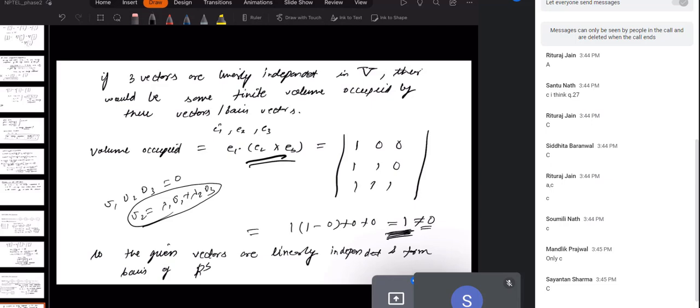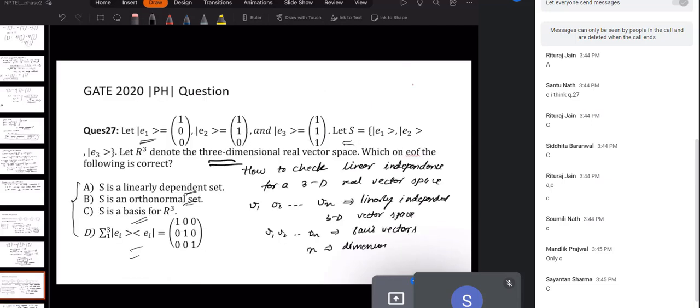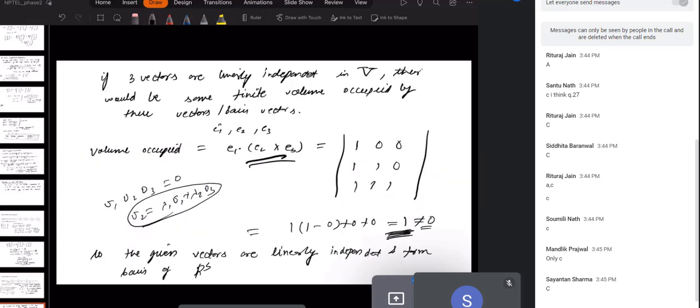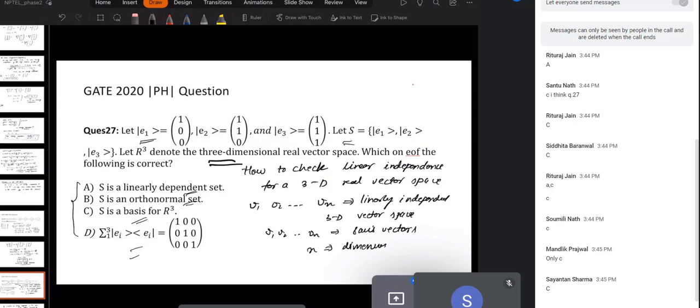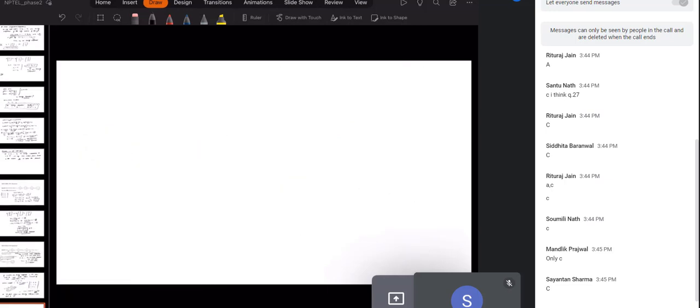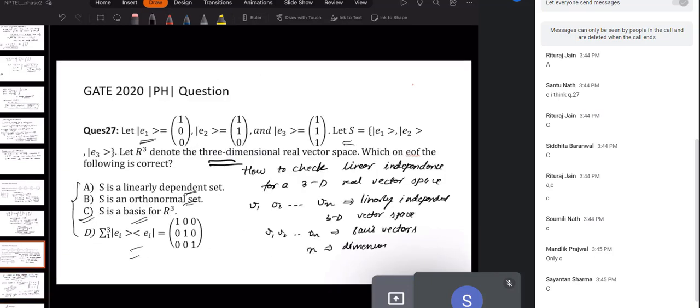Okay, so option C is right. Suppose they have given the question asking which one of the following is correct; then you can just take option C. But if it was a multiple select question, then you also have to check each and every option. So you can also check option D. Option D is the summation i equal to 1 to 3 of E_i E_i transpose. So it's nothing but bra-ket notation. This ket notation is a column vector, so its bra notation will be a row.